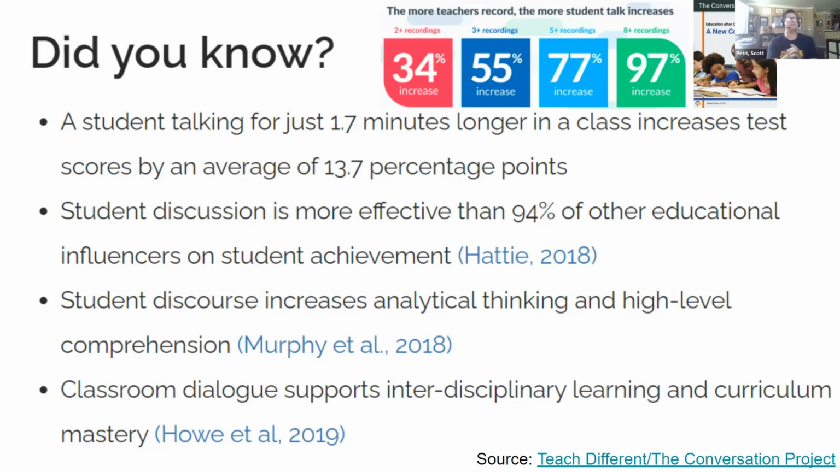And they had all this data, which just spoke to me as a nerdy doctoral student, that if your students are talking for 2 minutes longer in each class, it increases their test scores by like 14 points. Student discussion is more effective than 94% of the other educational influences, according to John Hattie. I don't know if I believe that, because it seems like most of my student conversations just trail off into nothingness and die a cold, unpleasant death, no matter how I try to keep the ball up in the air and sustain it.